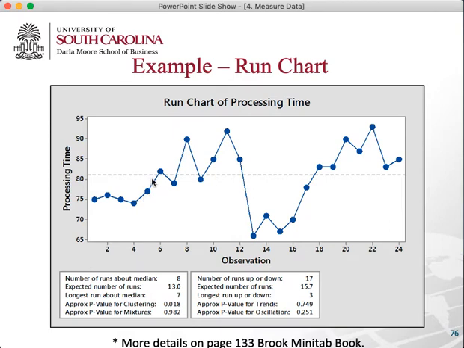Here we have another data set, with 24 observations, and we're looking at processing time again. You can see that something's happening: the processing time goes up, then goes down again, and goes up. Let's imagine that we have a change of shift that happened at 12. So 1 to 12 is one shift, 13 to 24 is another shift.